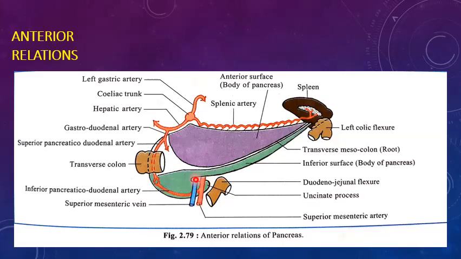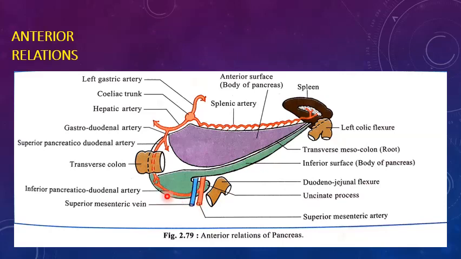Then here you are seeing an artery and a vein. These vessels represent the superior mesenteric vein and superior mesenteric artery. So in front of the uncinate process, this projection you are seeing, right? So this is the uncinate process, and anteriorly you will see the superior mesenteric vessels.